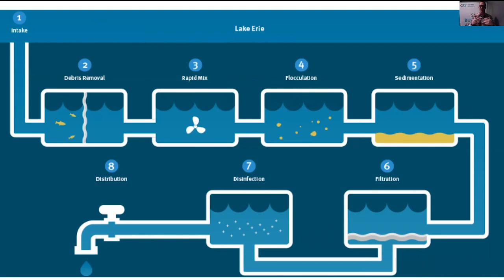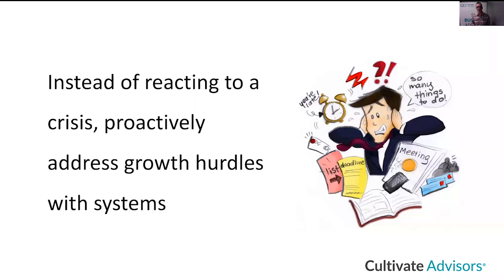And so what I want you to think about today is that systems don't have to be overcomplex. They don't have to be this huge, big, massive, elaborate thing. They can be the simplest, smallest thing that makes something run smoother, again, solving that repeated issue. So the key here is, instead of reacting to a crisis, we want to proactively address these growth hurdles with these systems. That's what I'm going to talk through today.